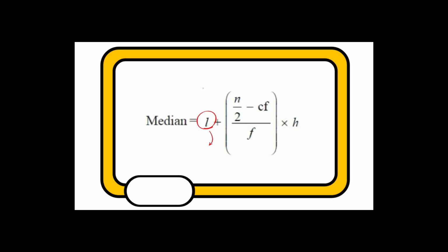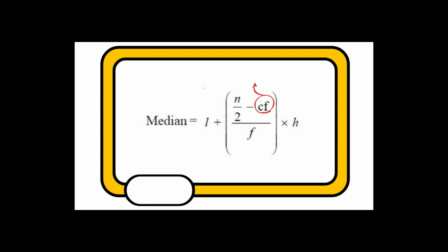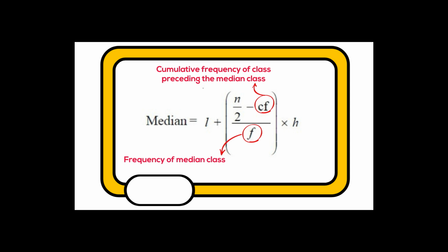Firstly, we have the lower limit L of the median class, and then we take n divided by 2 minus the cumulative frequency of the class preceding the median class, and then divide by the frequency of the median class, and times h, which is the width of the class.